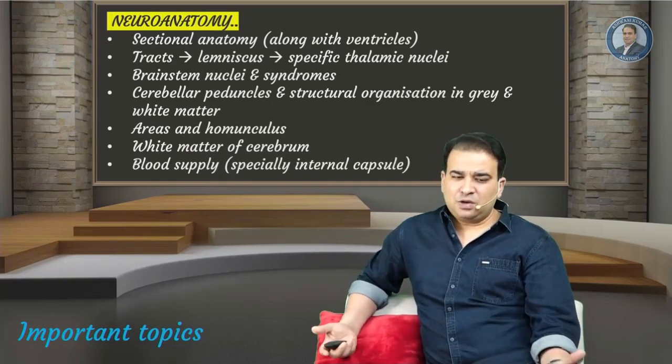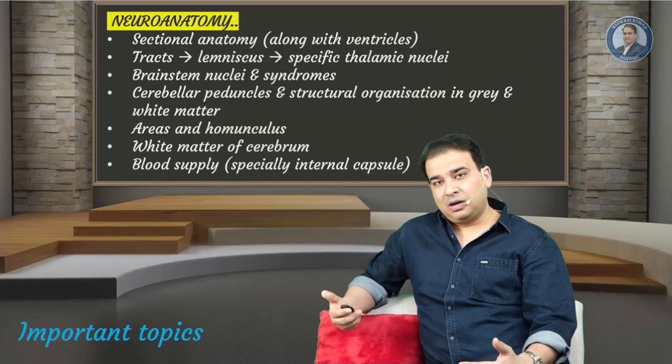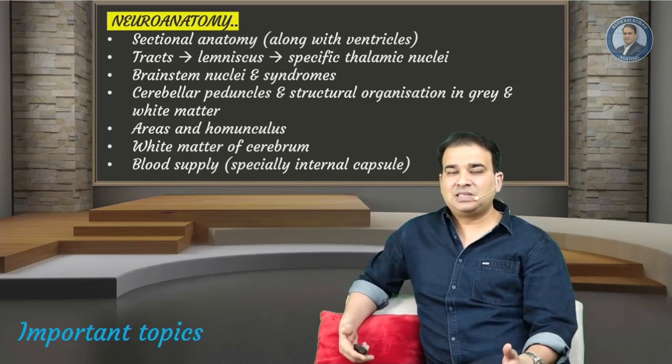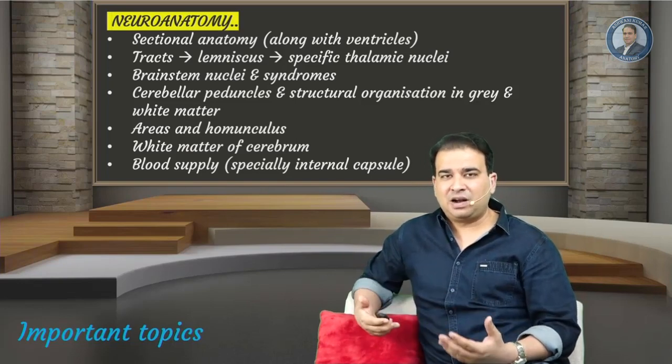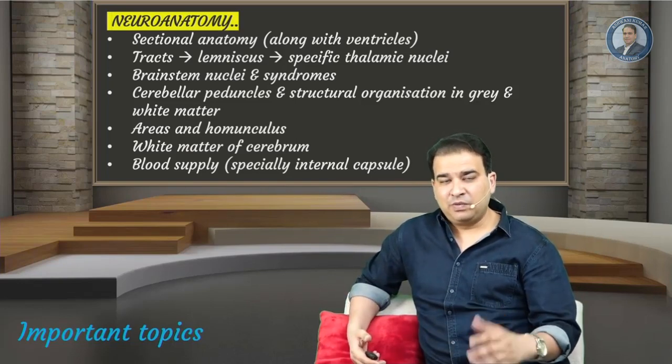Blood supply of the brain, yes, obviously the blood supply has to be done. You need to know about the branches of the major arteries like internal carotid, the arteries contributing to the circle of Willis, the branches of basilar artery or vertebral artery, along with some variations.